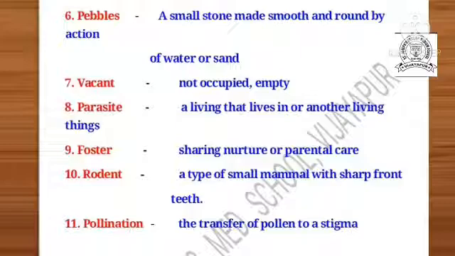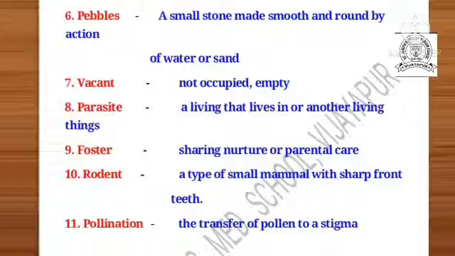Now, ninth one is foster. Foster means what? Sharing nurture or parental care. Here, crow and raven birds are called foster parents, because cuckoo and koel lay their eggs in a crow's nest, but they never hatch or nurture their eggs or their young ones. So who will hatch and nurture their young ones? Crow or raven. That's why crows and ravens are called the foster parents, because the real parents are the cuckoo and koel, but who will nurture? Crow and raven.